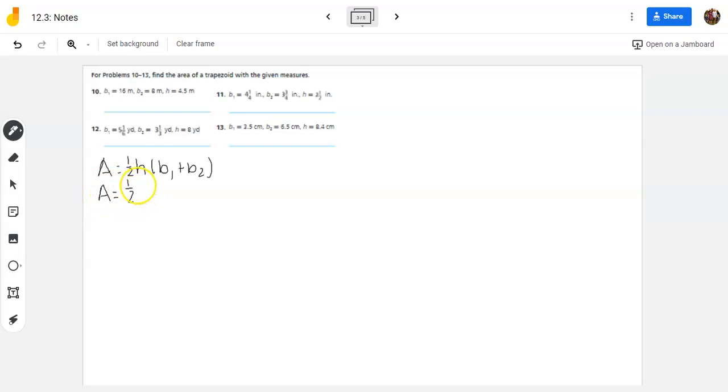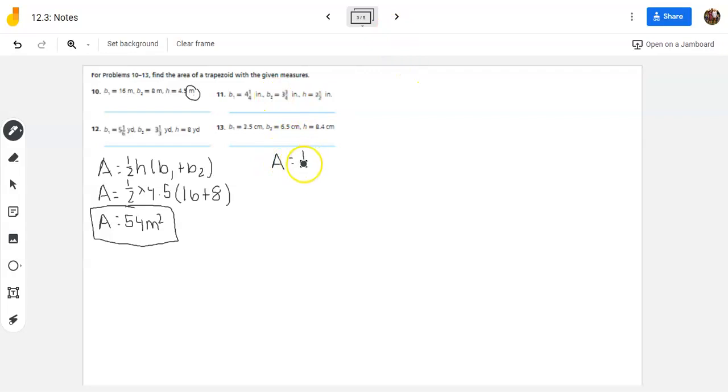So I have 1/2. The height in 10 is 4.5. And then in parentheses, I have 16 plus 8. If I put that in my calculator correctly for number 10, you should get 54. The label is meters, and since it's area, we're squaring it. If you're not going to put the label, I'm not going to give you full points. You have to put the label when we're in geometry. Let's look at 11.